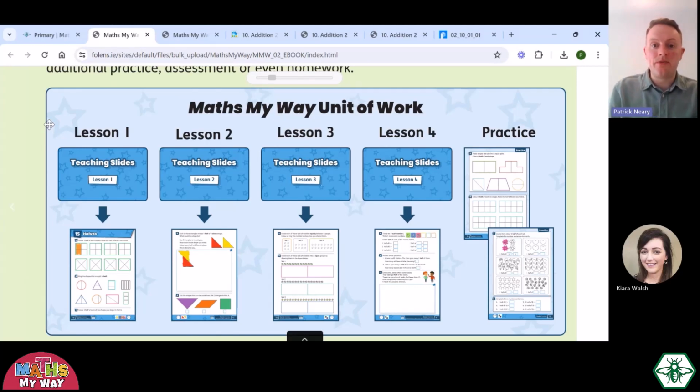We will also have digital games to go with every unit, and these work in conjunction with the practice pages to help reinforce the different concepts covered throughout Maths My Way.